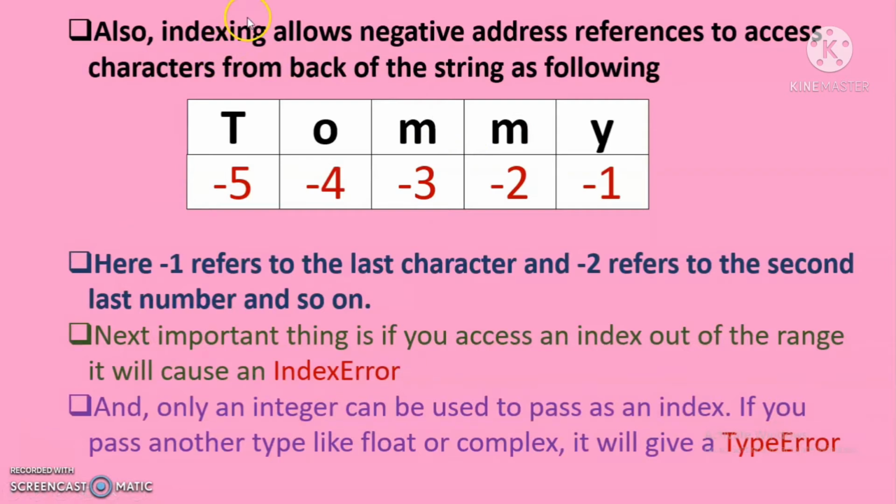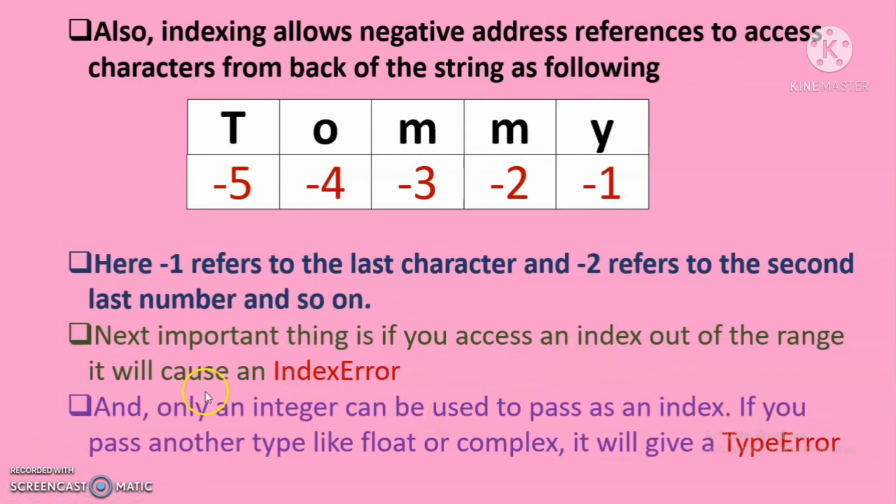Next, indexing also allows negative address references. What is that? You can access characters from backward. That means here -1 refers to the last character and -2 refers to the second last character. If you access -1 within square brackets, what happens? It gives the last character of that string. From right to left it decreases. Right? Next important thing is if you access an index out of the range, it will cause an index error.